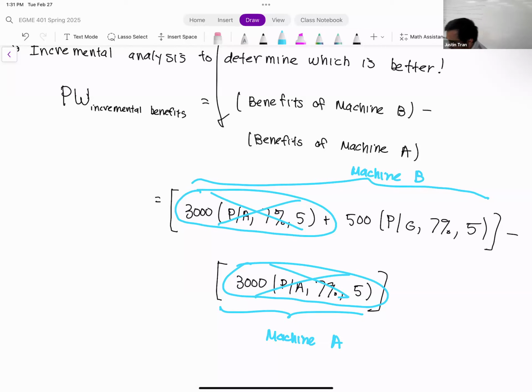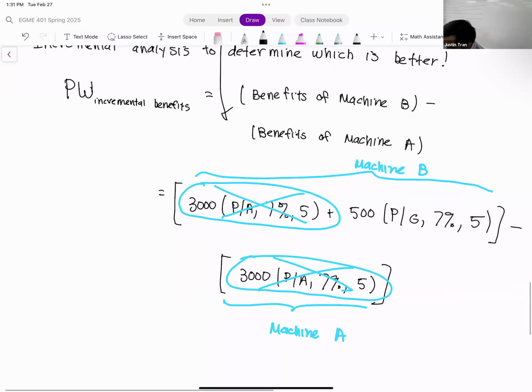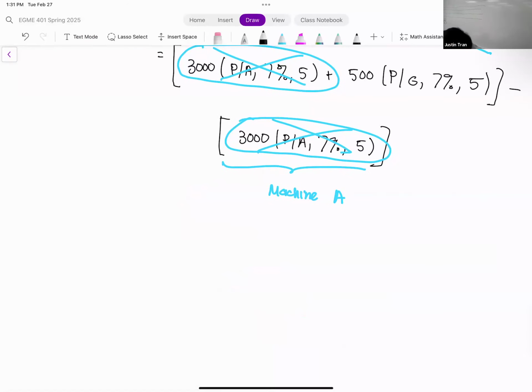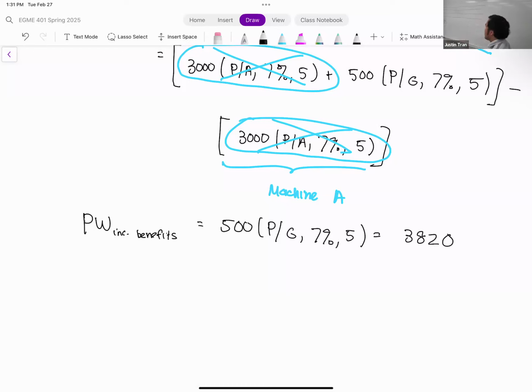And so all we're left with here is the present worth of the incremental benefits. This is equal to 500 P over G, 7% and 5. We already know the conversion factor for this. The conversion factor for this is 7.647. And so we plug that in here, we get 3,820.